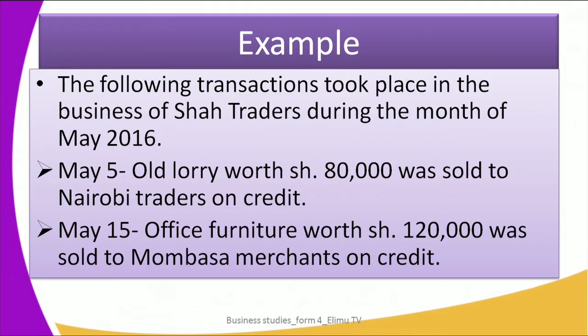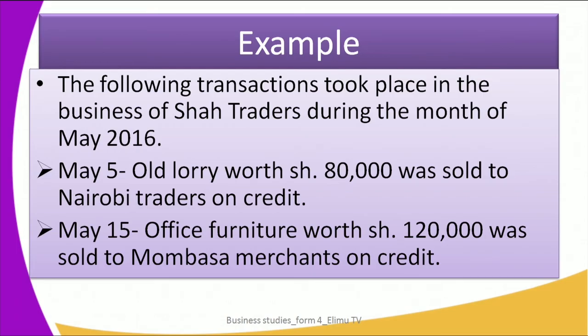The following transactions took place in the business of share traders during the month of May 2016. On May 5, we have an old lorry worth 80,000. It was sold to Nairobi traders on credit. So out of this transaction, you can come up with two accounts: the lorry account, and also the Nairobi traders account. The lorry is our asset. Nairobi traders are our debtors.